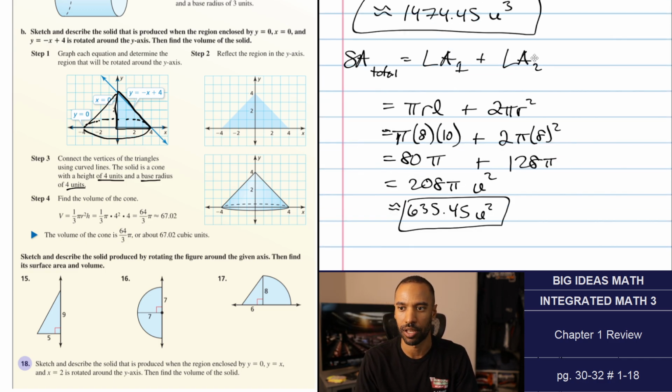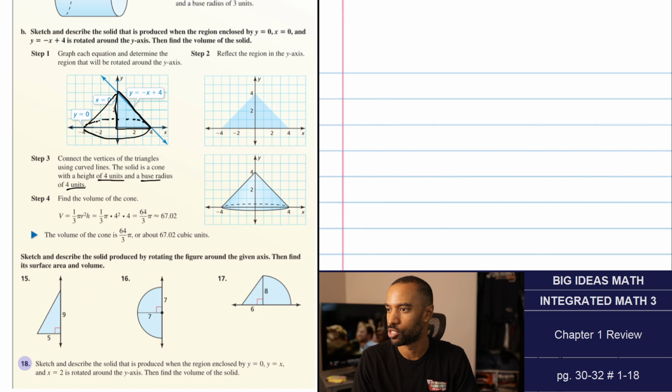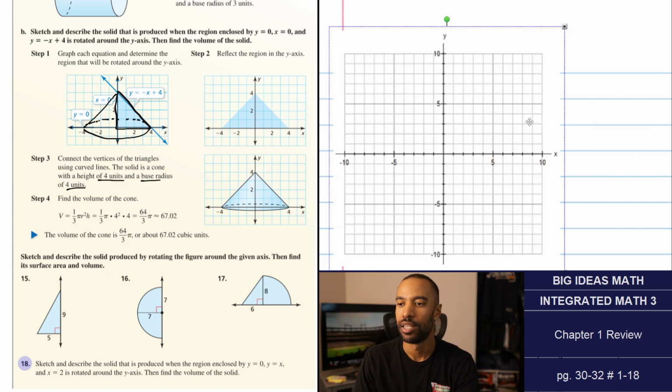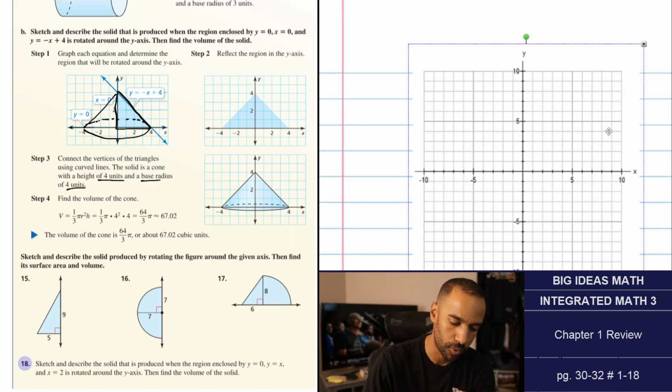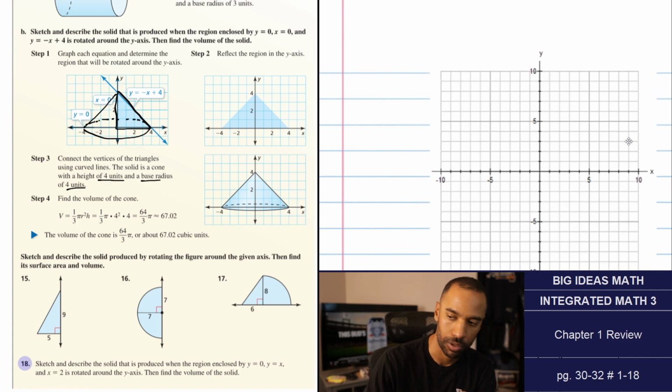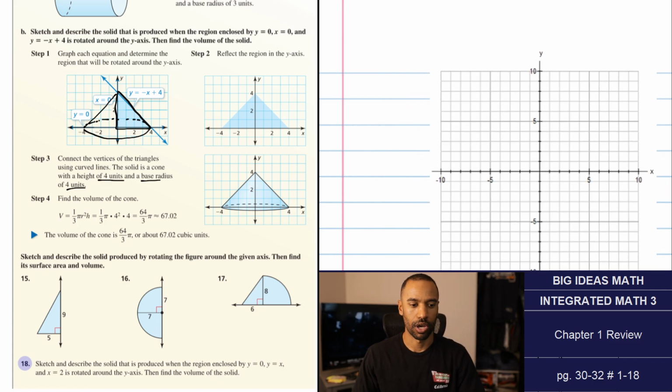Then find the volume of the solid. I think I'll need more room than just this on binder paper, and I will copy this graph paper stuff for you guys for the one problem you'll need. So let's go to it.